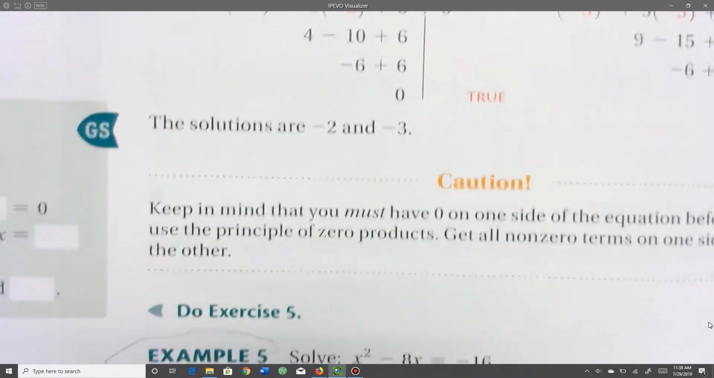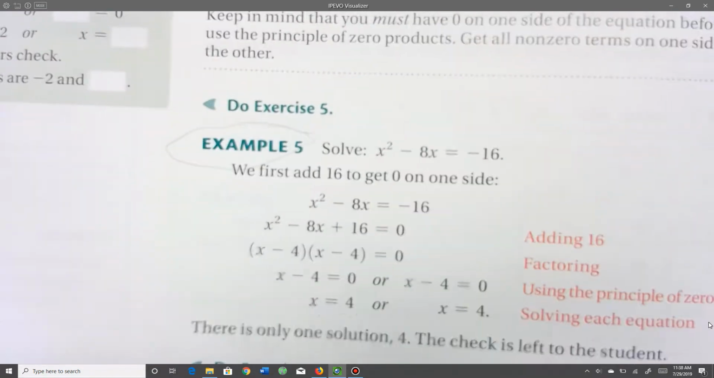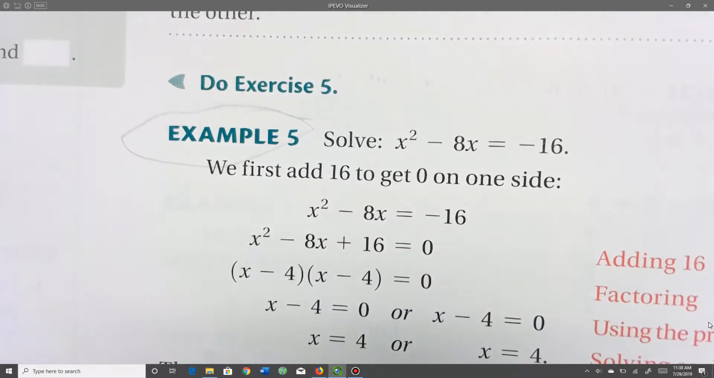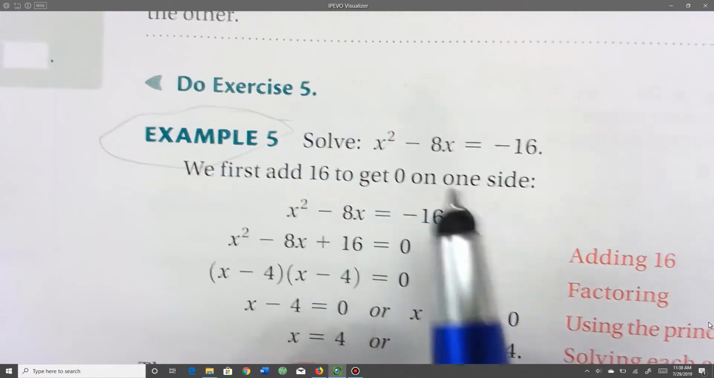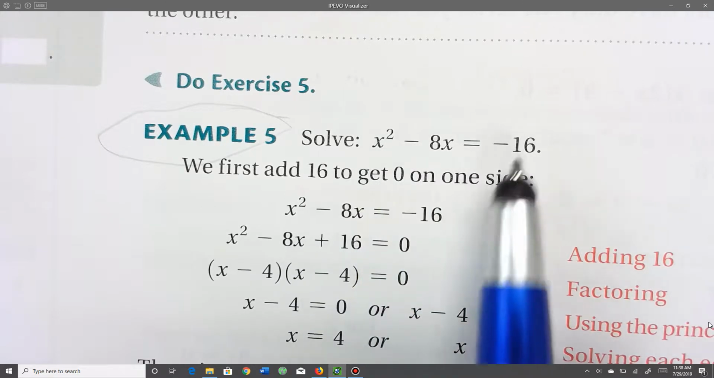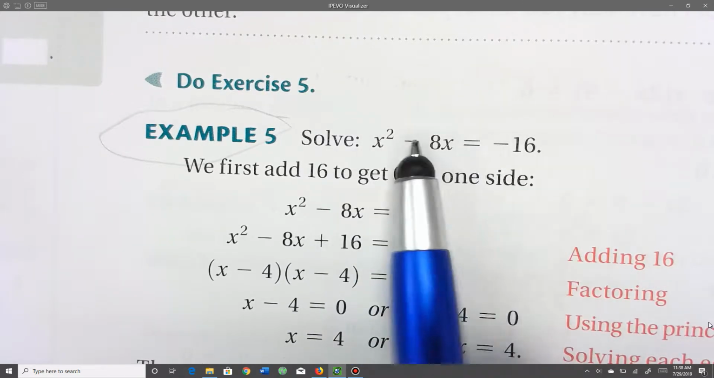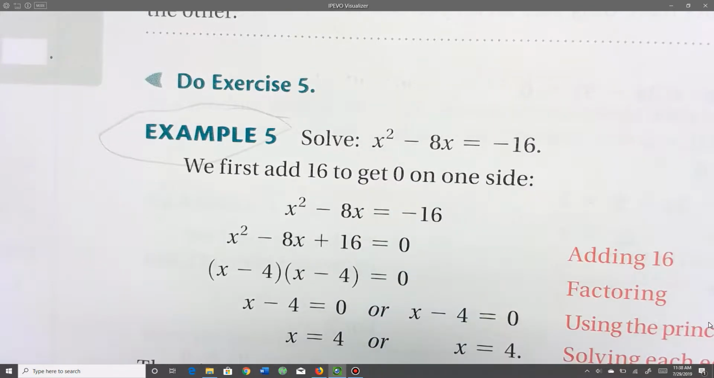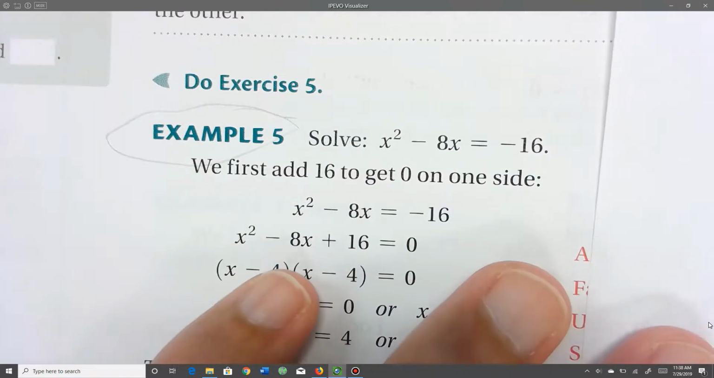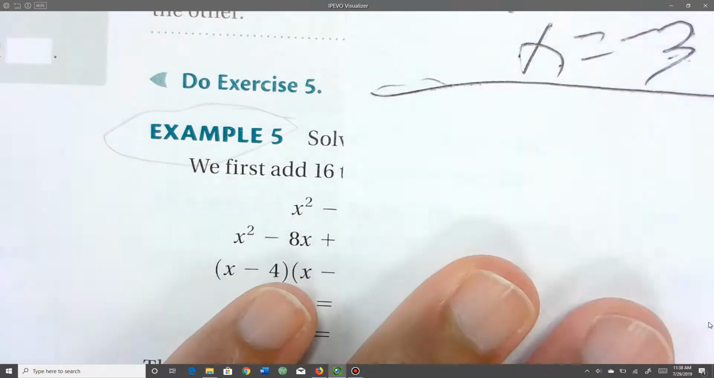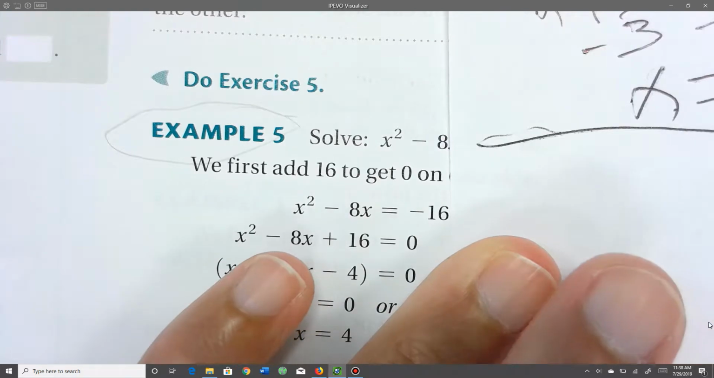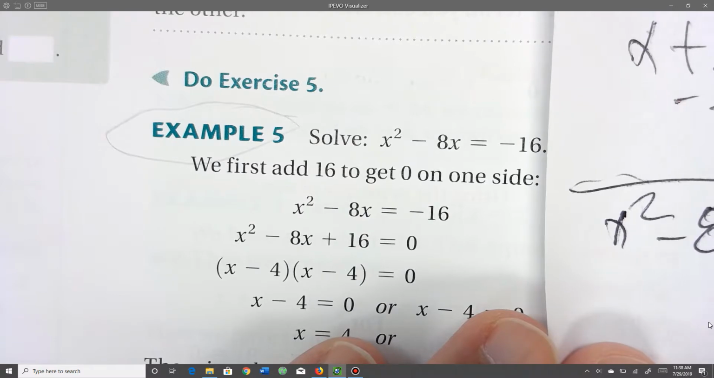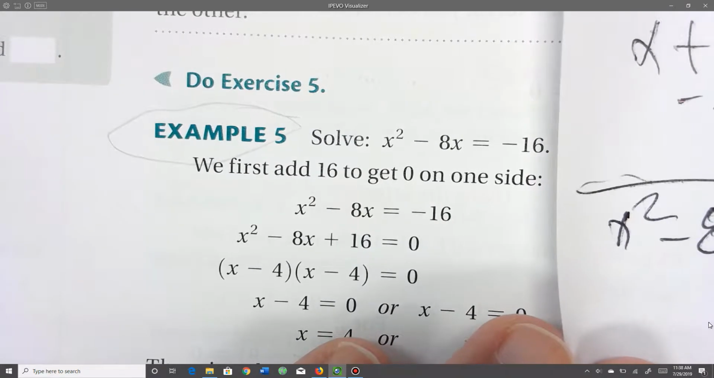And let's move on to this one down here. Okay, again, the same rules apply here. Is this in standard form? Well, no, because this -16 is on this side, and it needs to be set equal to 0. So I will rewrite it over here so I can do my work on my paper. x squared minus 8x equals -16.